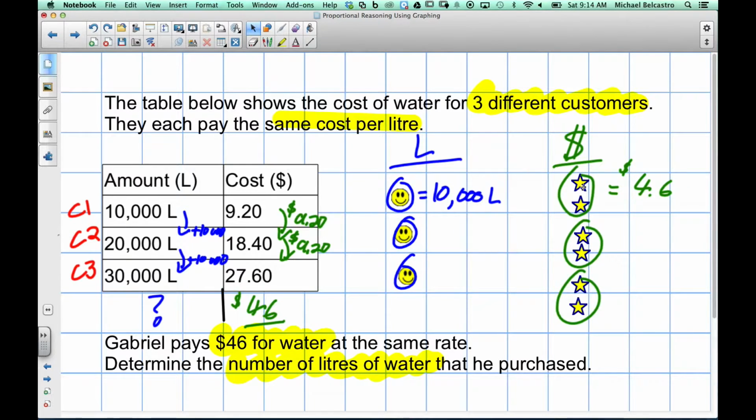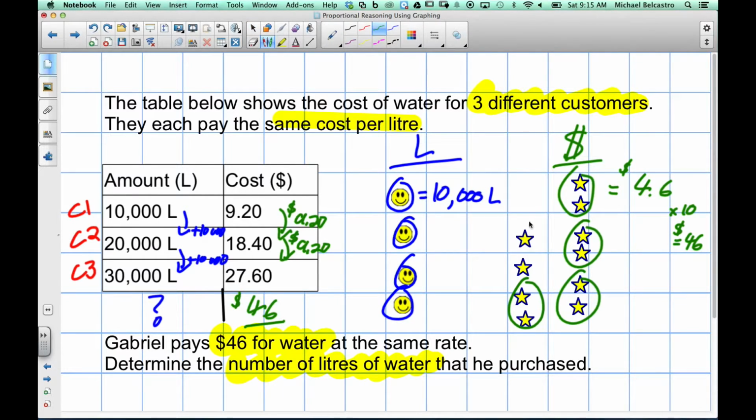Let's keep building these sets. If we were to get another set of stars, 1, 2, we would need another happy face. So we're now at 1, 2, 3, 4, 5, 6, 7, 8 stars. And remember, we know we need to get to 10 to equal the $46 that Gabriel paid. And that gives us 1, 2, 3, 4 times 10,000. That's 40,000 liters. So we need one more set like this. So let's bring out one more.